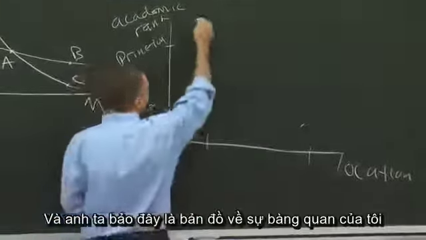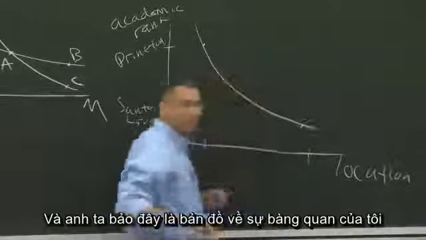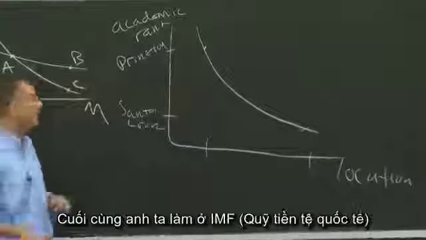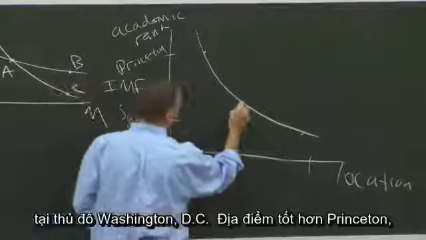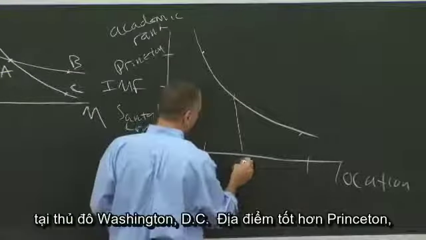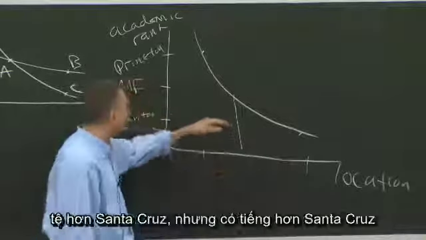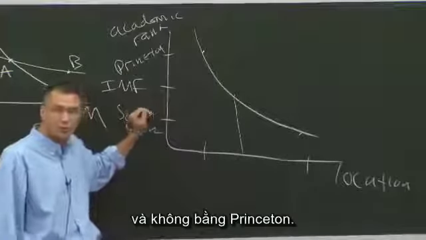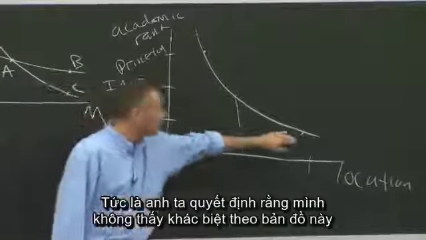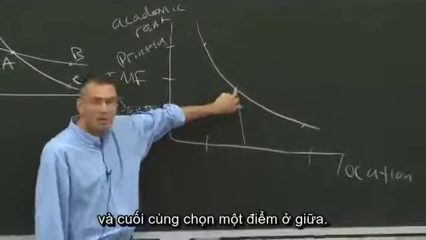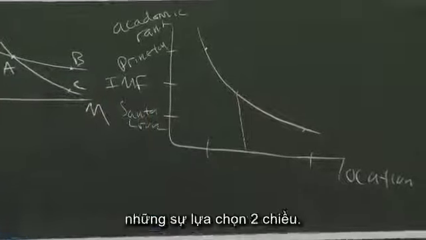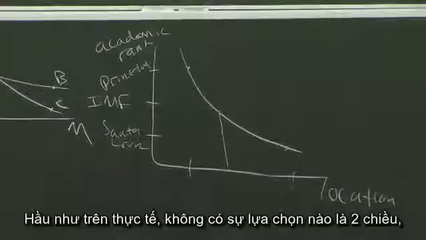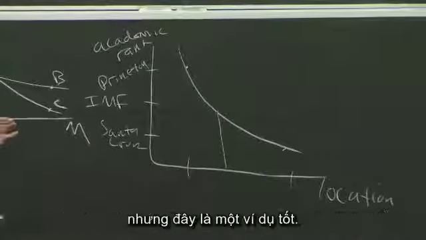And he said, here's my indifference map. Okay? And where did he end up going? He ended up going to the IMF, the International Monetary Fund in DC, which had a better location than Princeton, worse than Santa Cruz, but a better reputation than Santa Cruz and worse than Princeton. So he decided he was indifferent along this map, and he ended up choosing a point in the middle. But indifference curves are just a way of representing 2-dimensional choices. Okay? Now, very few choices in life are purely 2-dimensional, but that's a nice example.